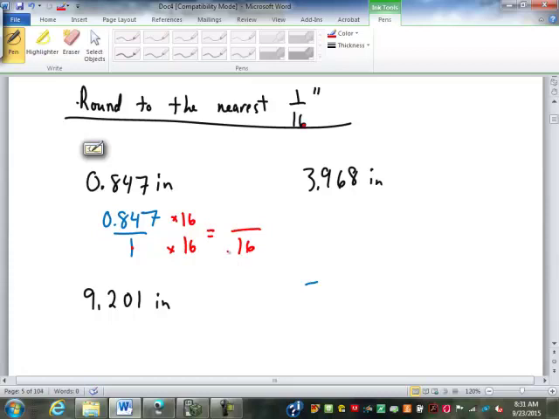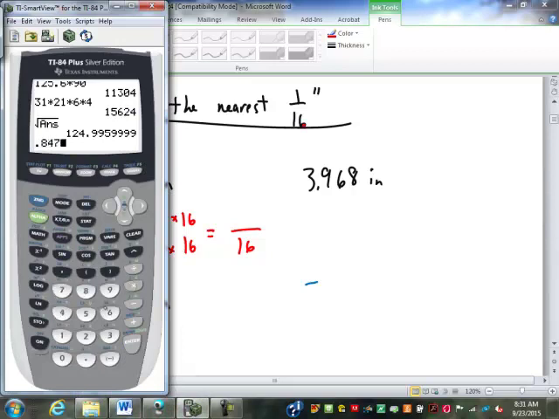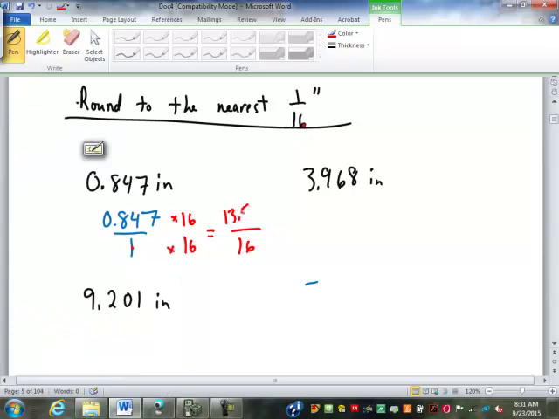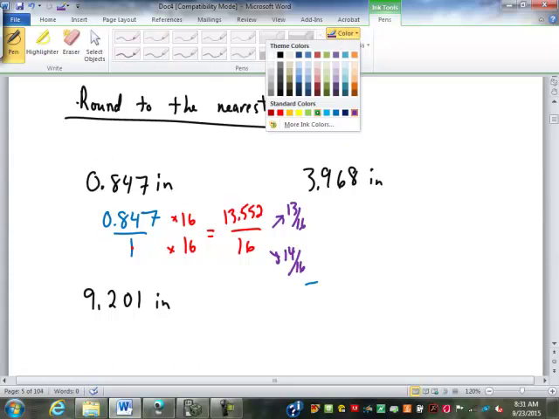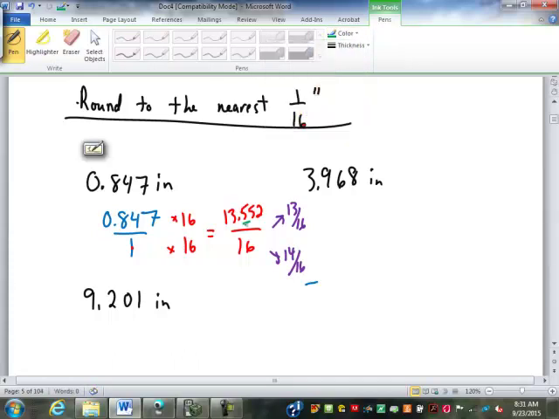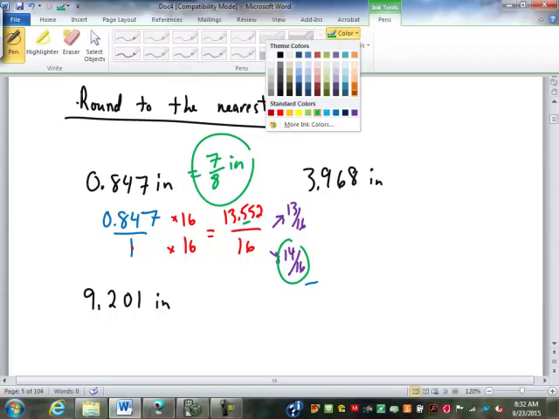So I have 16 on bottom. I have 0.847 times 16, 13.552. So what this is telling me is that this is between 13/16 and 14/16. Which one is it closer to? That's 0.5, so it's closer to the 14/16. So 14/16 is going to reduce to 7/8. So to the nearest 16th of an inch, that is 7/8 of an inch.